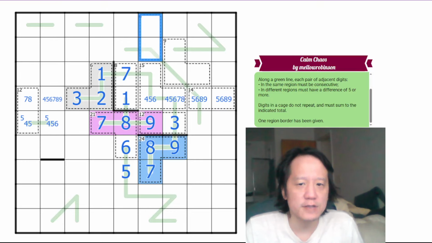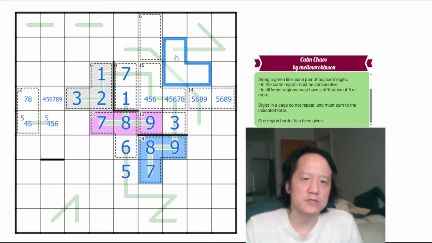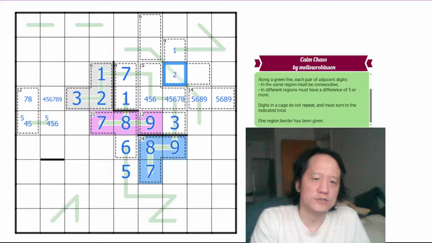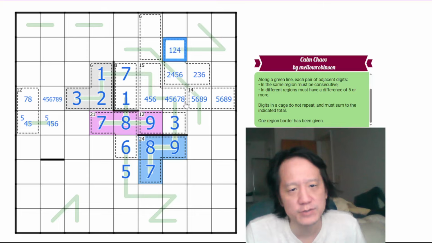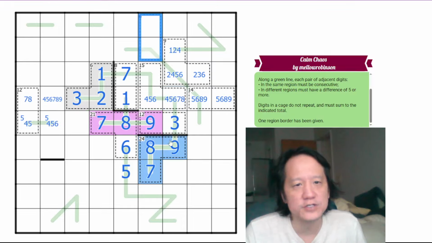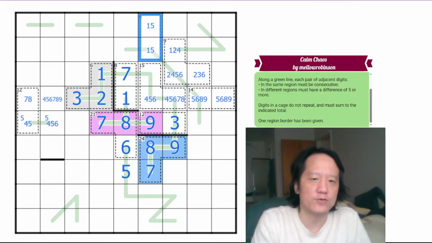Remaining digits in this cage. Okay, so these digits could be 1, 2, 6. So if that's the case, this is 1, this is 2, 6 as a pair. It could be 1, 3, 5 if this is 1 and this is 3, and that's 5. It could be 2, 3, 4 if this is 3, this is 2 or 4. So those are the possibilities there. These digits have to be either 1, 5 or 2, 4.